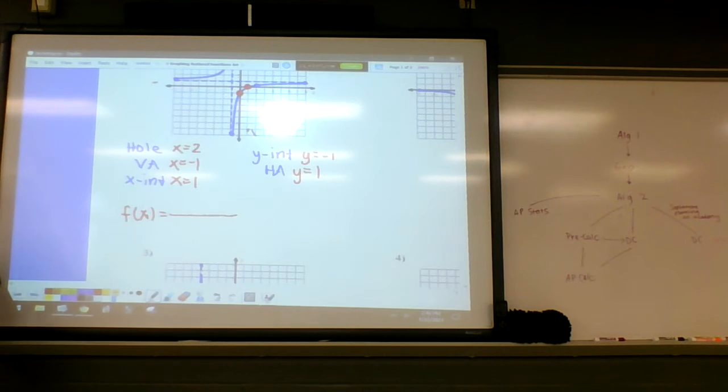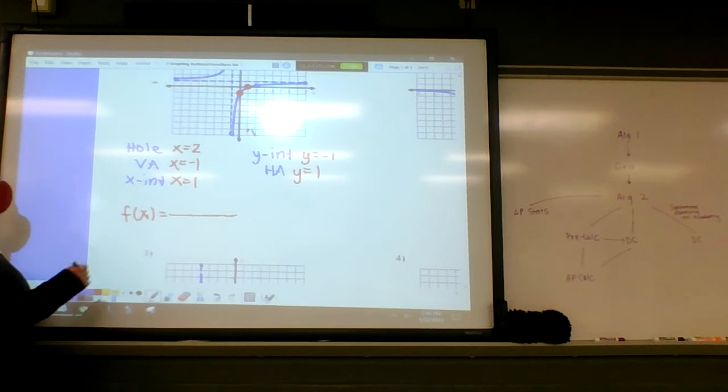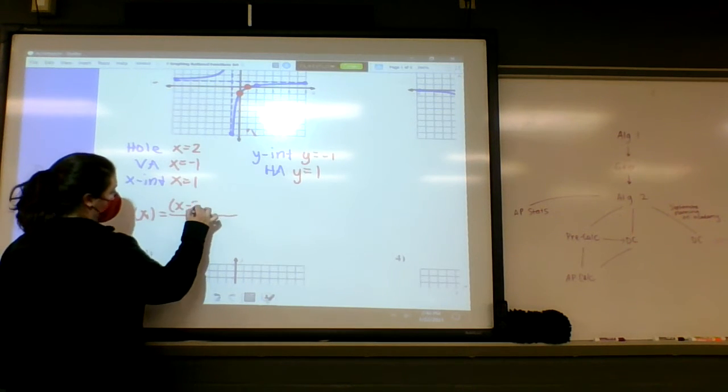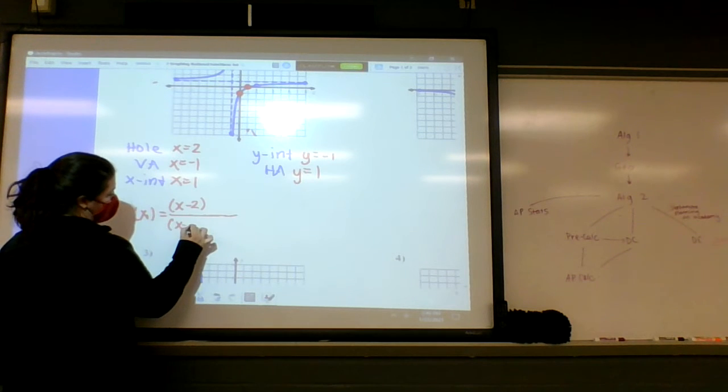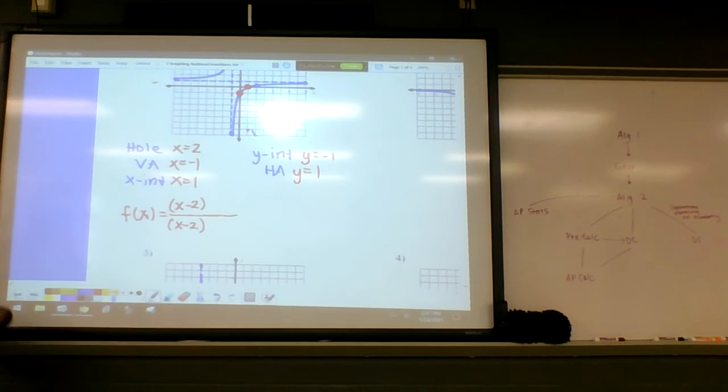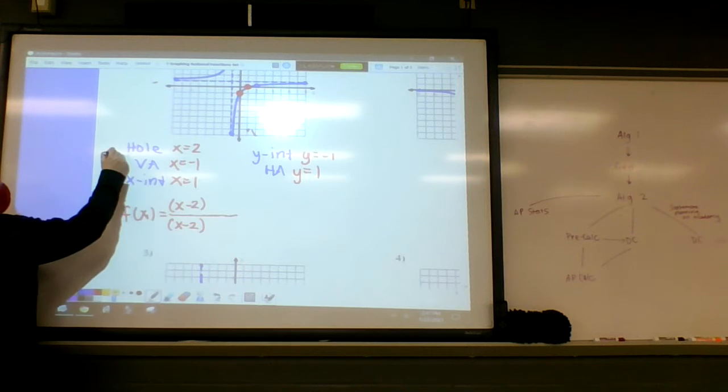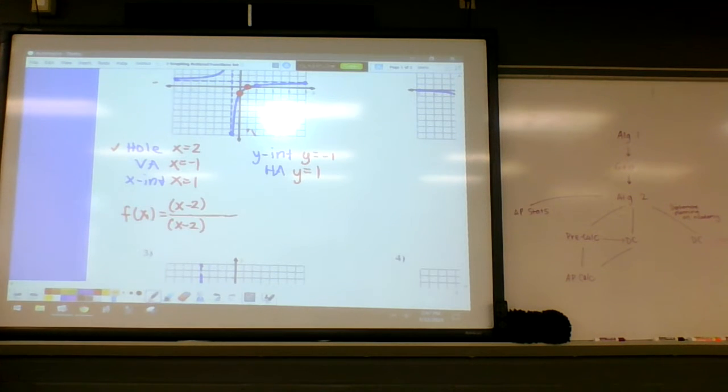If there is a hole at 2, what will we see in the equation? An x minus 2, right? You got to change that sign. And where will we see the x minus 2? Top and bottom, right? You can call them top and bottom, that's fine. Because the hole appears in both the top and the bottom. So in the top and the bottom, both get x minus 2. Yeah, x minus 2. So that hole is now taken care of. It will be in the right spot.